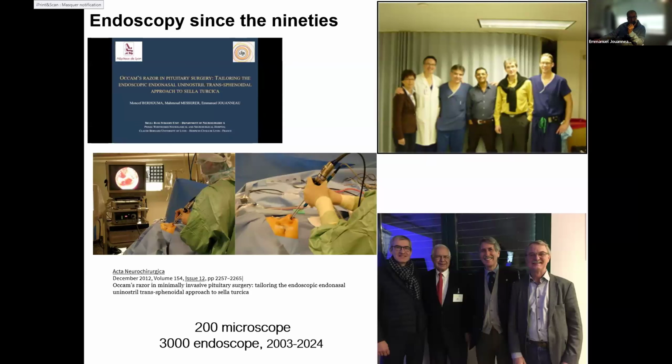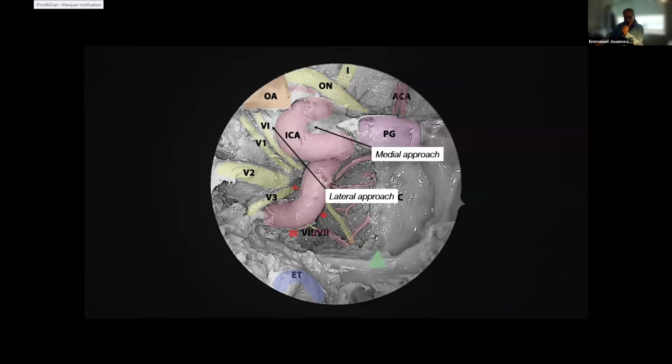For regular pituitary cases, we will see, the tumors which are strictly on the midline, inside the sella or extending beyond in the suprasellar space, the microscope is as good as the endoscope. But as soon as you start moving more laterally, you extend the approach, the endoscope is far better.